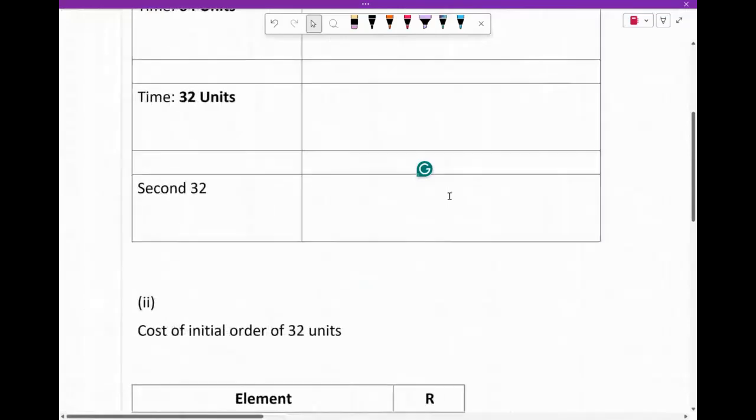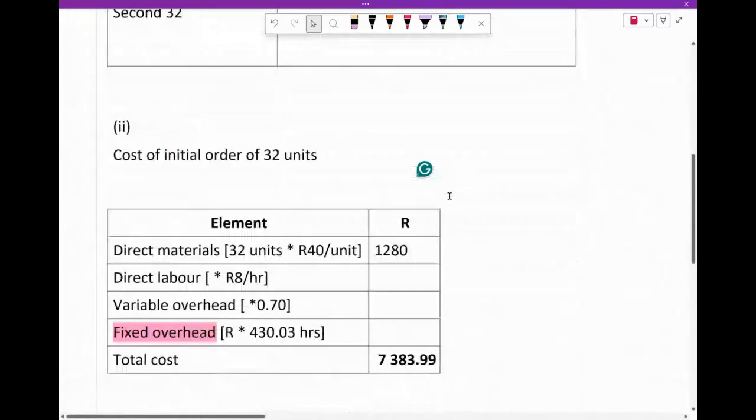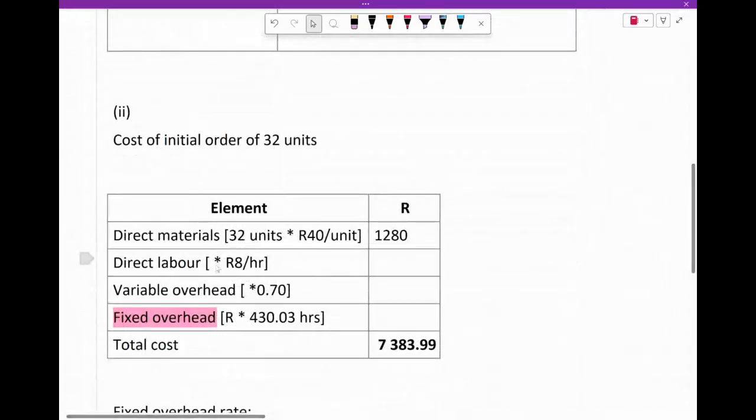I think we'll just round that off. Well, let's not do that, because we've learned our mistake, Ash, right? Okay, so 430.025. And when you times those, what do you get? 3,440.20 cents. Okay. Then our variable overhead is 70 cents per direct labor hour.